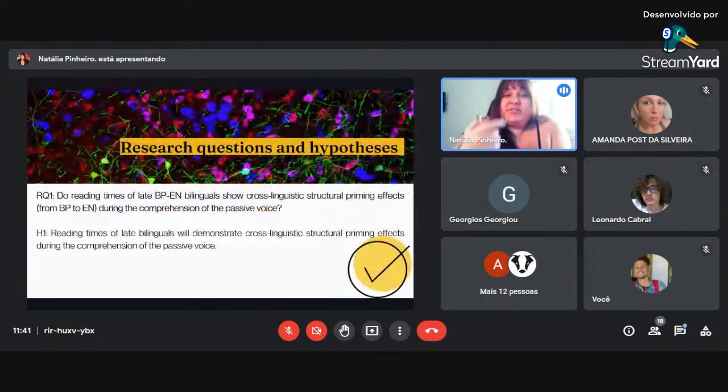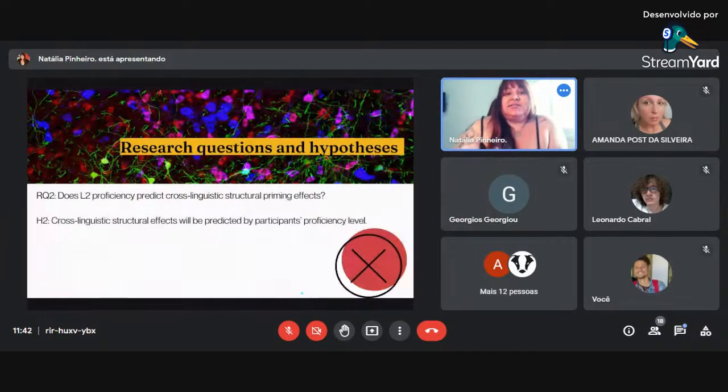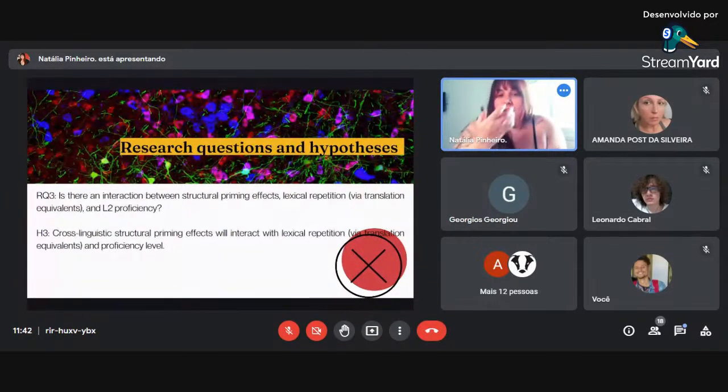As for our research questions and hypotheses, we only confirmed the first hypothesis, so reading times of late bilinguals demonstrated cross-linguistic structural priming effects during the comprehension of the passive voice. The second hypothesis regarding proficiency was not supported, and the third was not supported either.